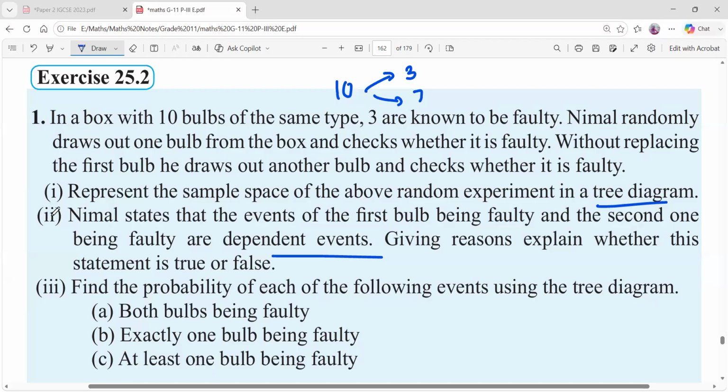No need to take the second one. The third one, find the probabilities. Find the probability: a bulb is faulty, exactly one bulb being faulty, at least one bulb being faulty.